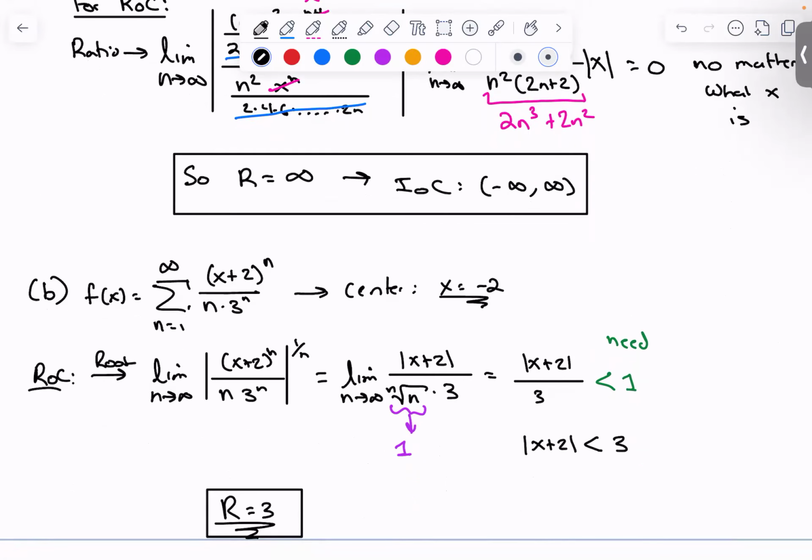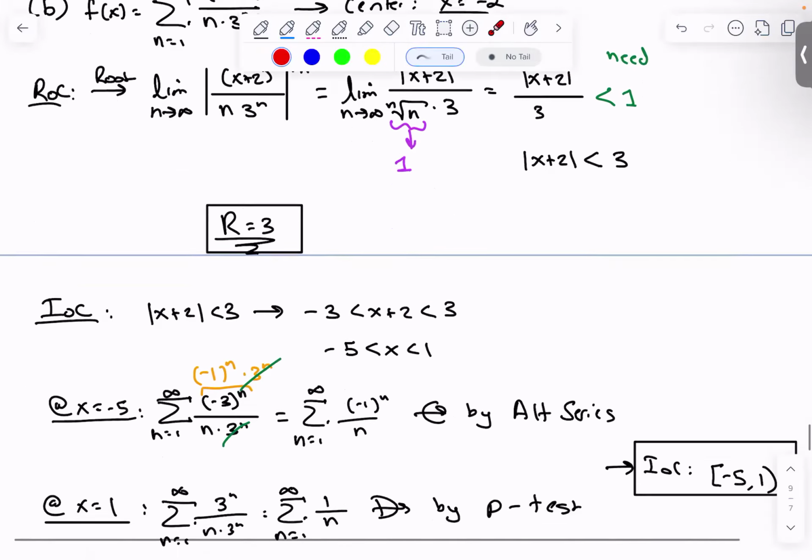And then we've got the nth root of n times 3 to the n, all to the 1 over n. The 1 over n and n cancel. We've got 3. And then by our special limits that we know, the nth root of n goes to 1. In order for this to converge as a series, we need this to be strictly less than 1. So solving this, I multiply by 3 on both sides, and that gives me the radius of convergence. The radius of convergence is 3.